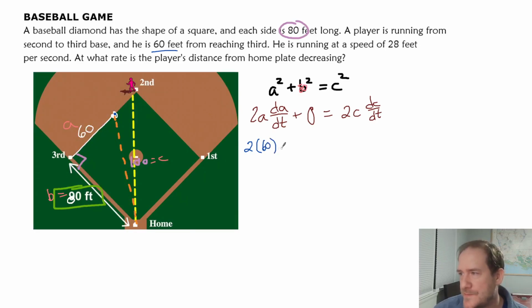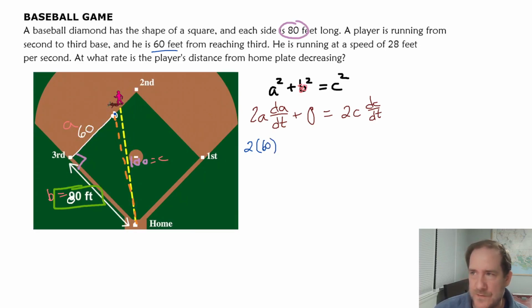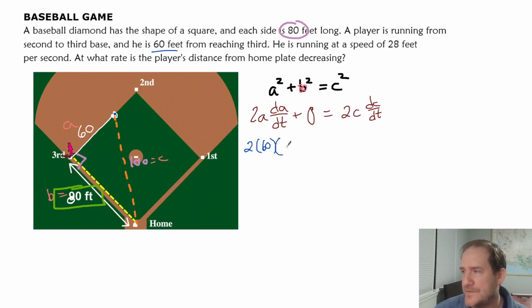So that's 60. The rate of change of A would be the speed the player's running. So if we read, it says he's running at a speed of 28. But be careful, again, because he's running in a direction that's causing the length of A to shrink, we have to remember to let that rate of change be negative. This is negative 28. And then the 0 is 0. Who cares? This is 2.